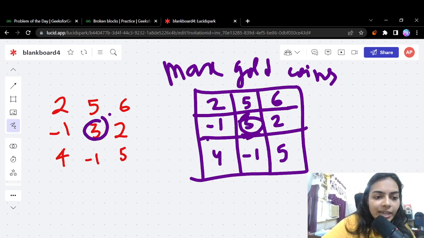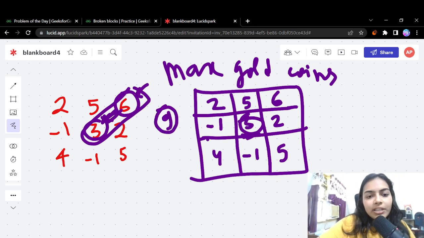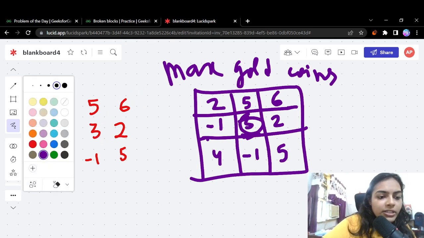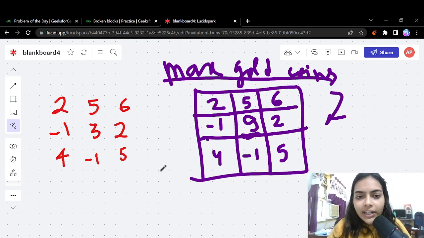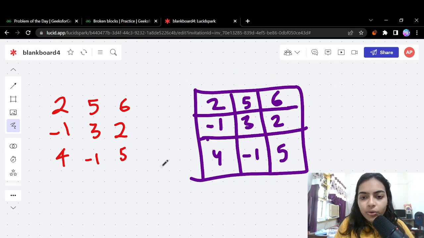If I step on 3, I'll be coming from past levels, right? So 3 plus 6 will be 9. I can get 9 gold coins. If I step on the box 3, I would have already collected 6 gold coins, and 6 plus 3 will be 9. So in this box I'm going to replace this and write 9. At each step in this matrix, I'm going to replace with the maximum gold coins I can collect if I step on that box, accounting for the previous levels also. That is a simple thing that we are going to do, and that will give us the answer.